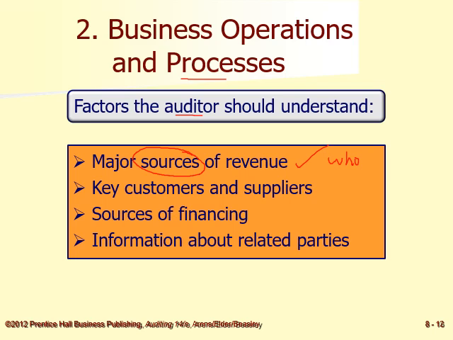The next one, key customers and suppliers. Who is their main customer and who is their main supplier. So we auditors must know. The next one is sources of financing. Whether they take a loan or they come from savings, how they get financing, or they make investments and something like that. And the last one is information on related parties. Related party refers to whether that business has a subsidiary or a parent company, or many companies that have a father's company or family company. That is a related party that we have to study in order to understand the business operation and process.